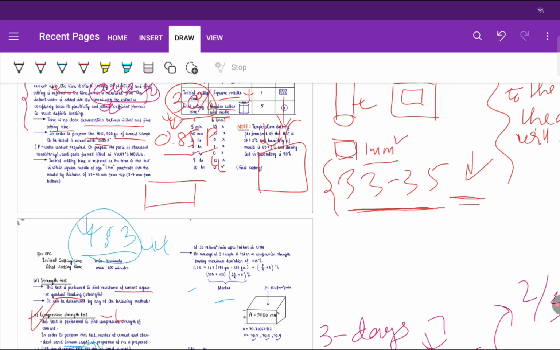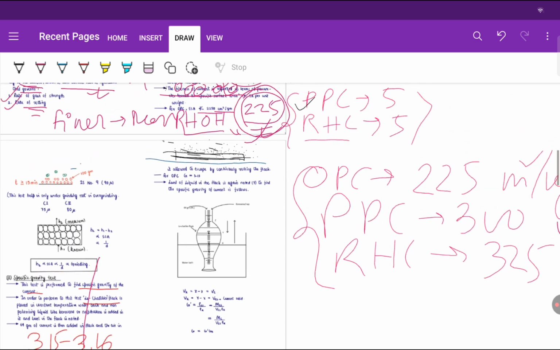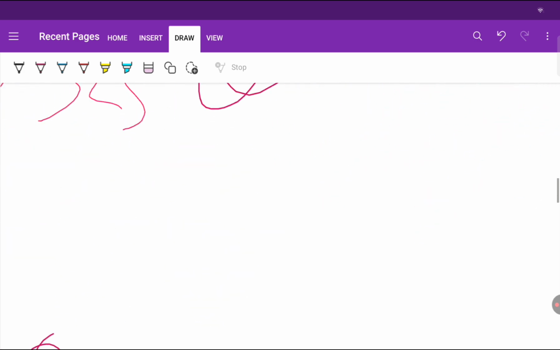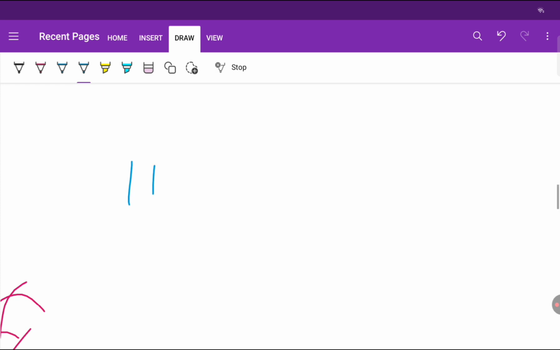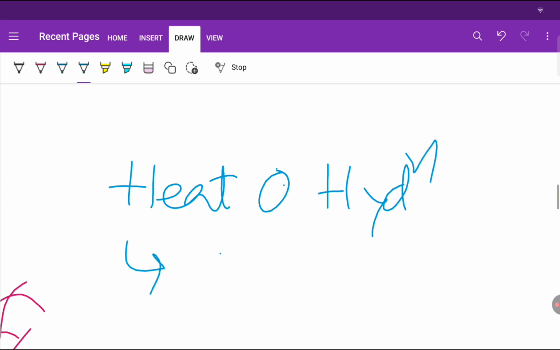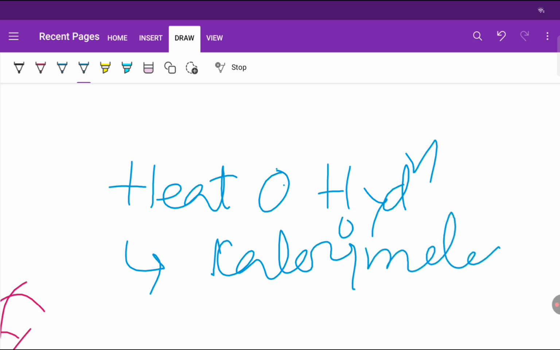Now we have heat of hydration, right? Remember one thing, heat of hydration is measured by a calorimeter.